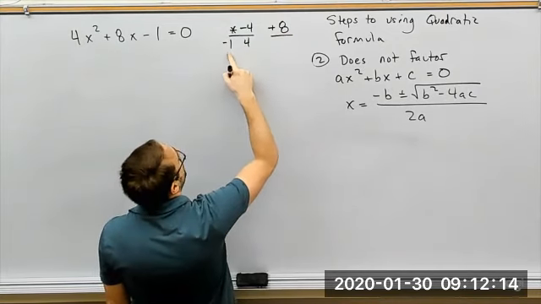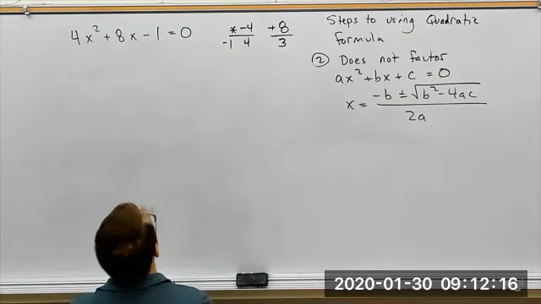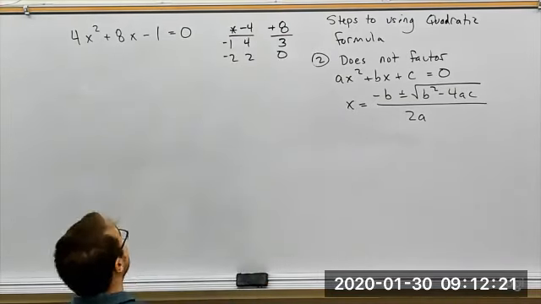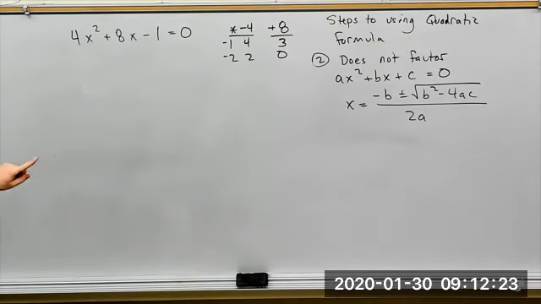So when we add negative 1 plus 4 is 3. That's positive, but it's not 8. And then you get negative 2 and 2, which is 0. Doesn't factor, right? So instead of factoring, we're going to use the quadratic formula.